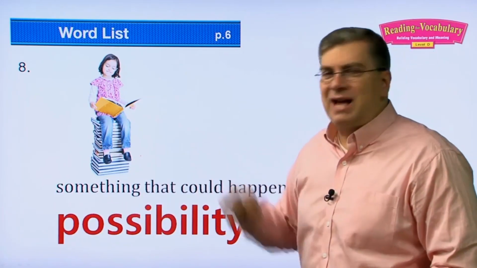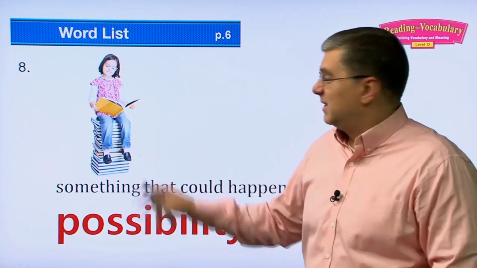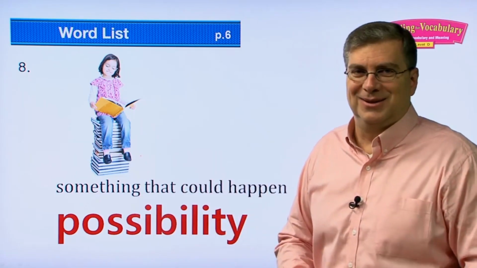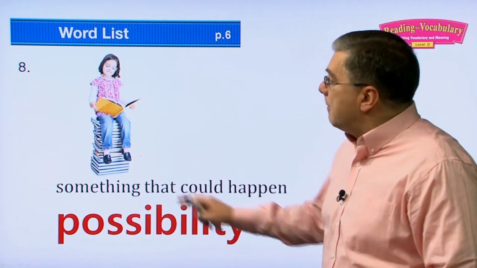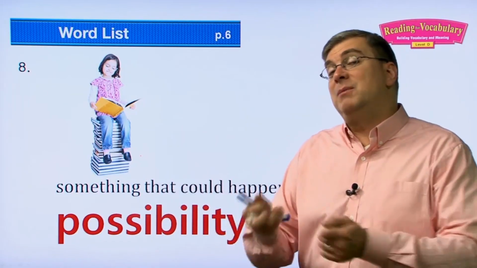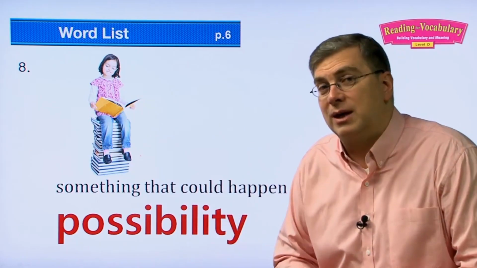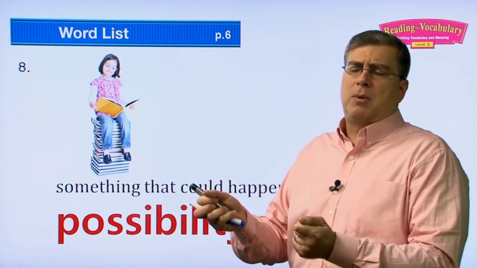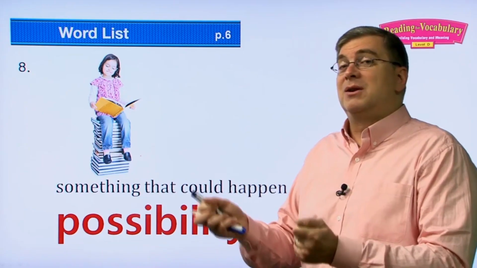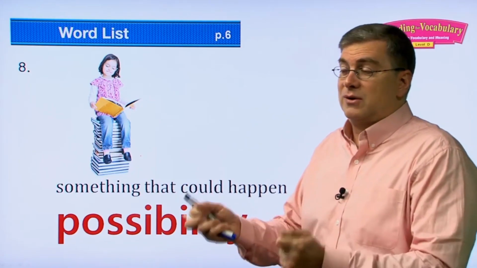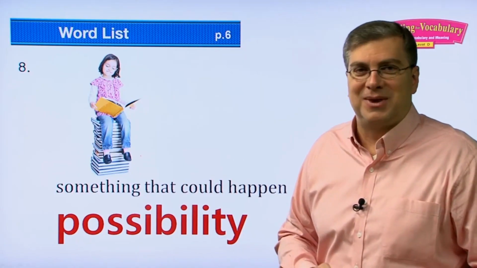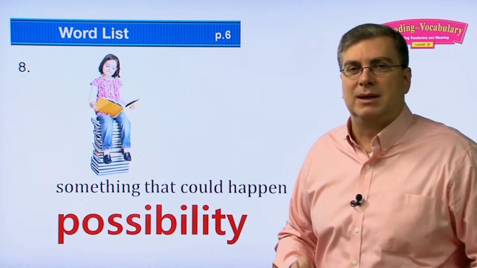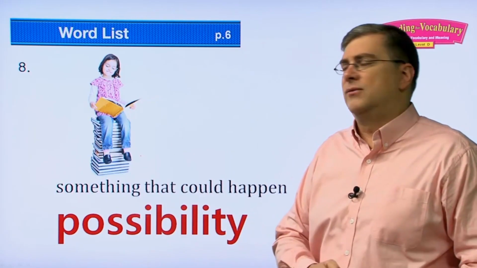Possibility. It's possible that she could fall off. This is not a good idea. Okay, so it's a possibility, something that could happen. But also, maybe she's reading about interesting stories, and she's thinking, is it possible that this could happen? Maybe there's a knight that she's thinking about. Oh, there's a knight in shining armor. It's possible that one day I could meet that person, right? So it's a possibility. What's possible in the future?